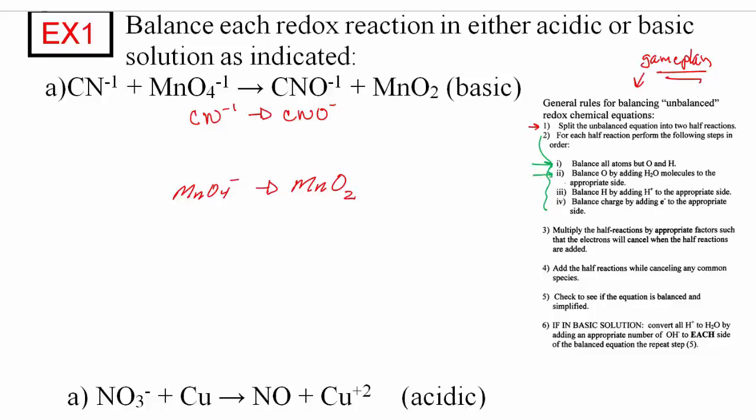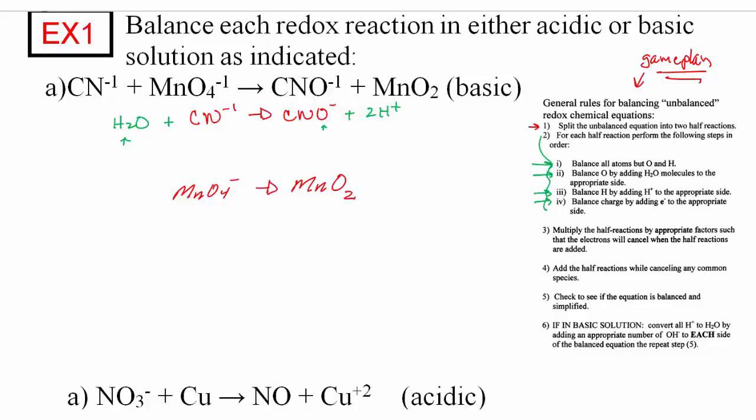Balance the oxygen by adding H2O to the appropriate side. We have 1 oxygen, so we need to add 1 H2O. Balance hydrogen by adding H plus to the appropriate side. We have 2 hydrogens, so we better add 2 hydrogen ions. Balance the charge by adding electrons to the most positive side.